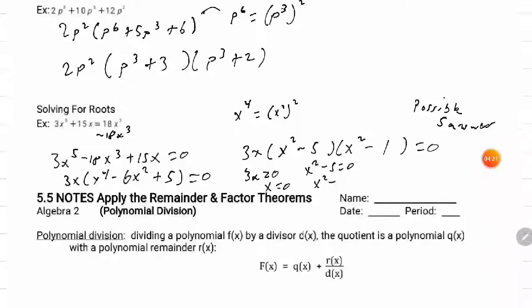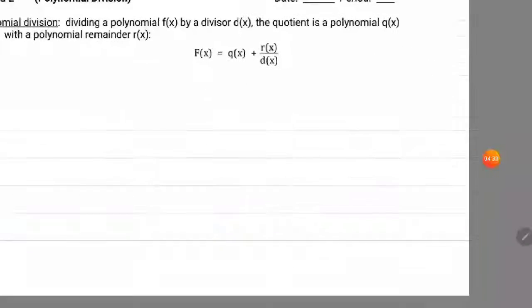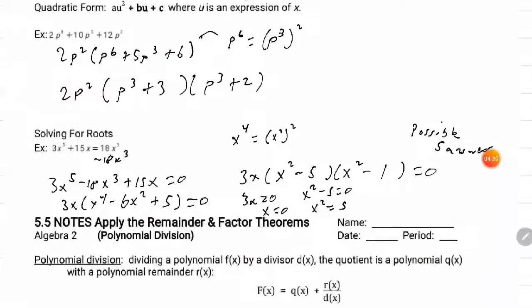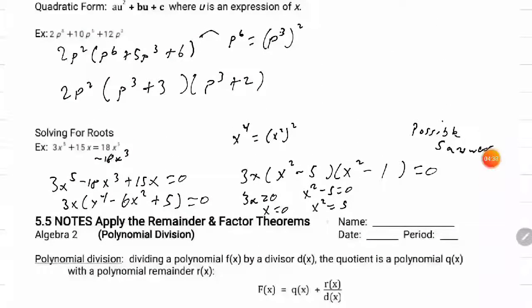So I move it over, I get x squared equals 5. Whoa. So that means if I put the square root over something, I get x equals plus or minus the square root of 5. So that's actually 2 answers. So I have 0, positive square root of 5, negative square root of 5. And then lastly, x squared minus 1 equals 0. So x squared equals 1. Take the square root. That means x equals plus or minus 1.